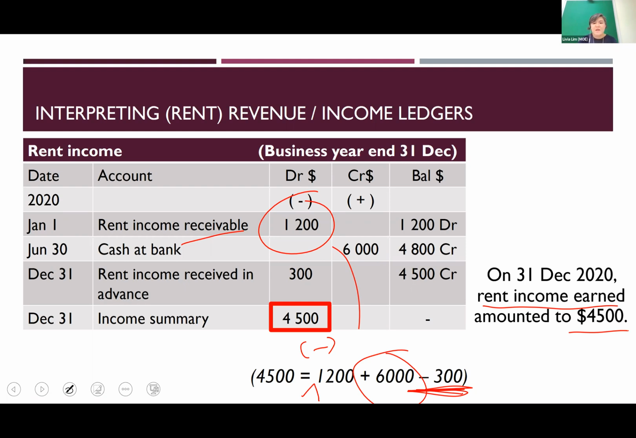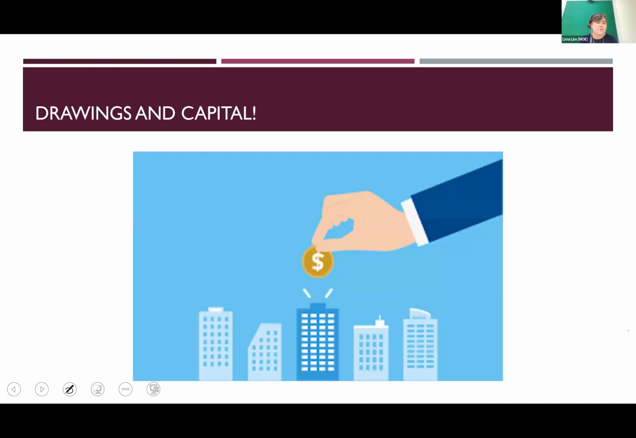So there you have it. You have assets, or rather you have income and expense interpretation. Now we will go on and just do a quick revision on how to interpret drawings and capital. All right, so during the year, there are also instances where your owners make drawings, right? They take out the business assets for their personal use, and that is drawings.